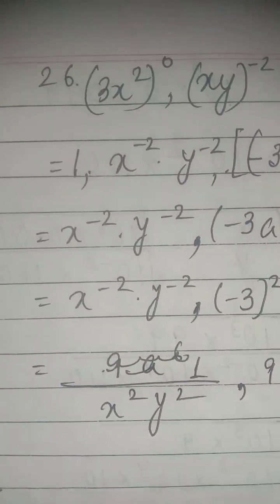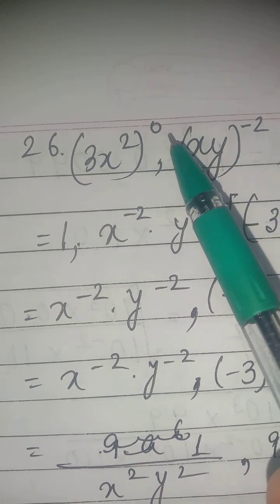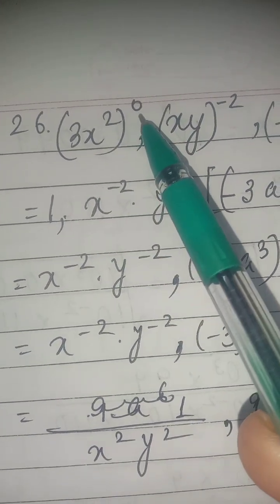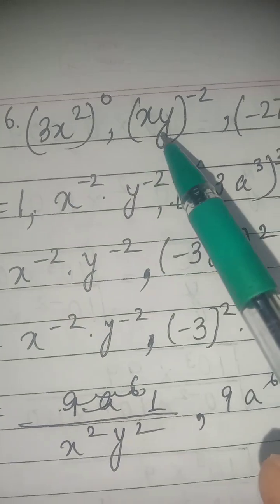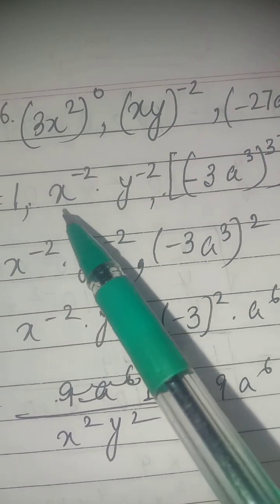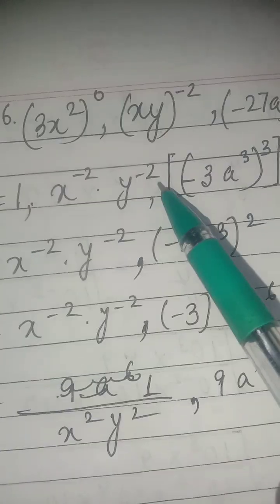Now question number 26 is 3x square to the power 0. You have to find the value. So anything to the power 0, its value will be 1. Now xy to the power minus 2. So how can we write it? X to the power minus 2 into y to the power minus 2.